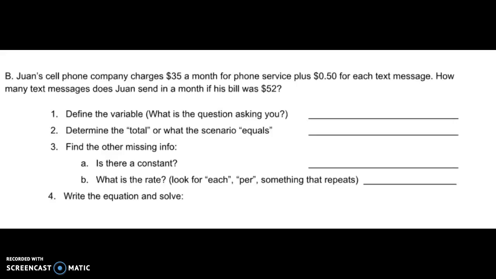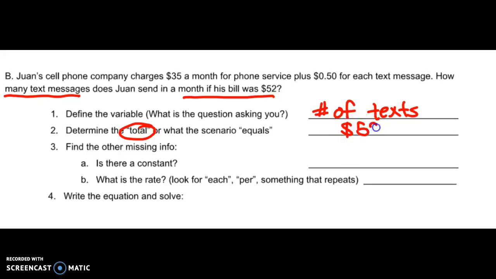First and foremost, what is the question asking? What is our variable representing? In this case, the question says how many text messages. So our variable is going to be the number of texts. That's what our final answer will be. Step 2 says to determine the total. Are there any clues telling you that this all equals something? It tells us here at the end that his bill was $52. So we know that 52 is the total we're looking for in this equation.